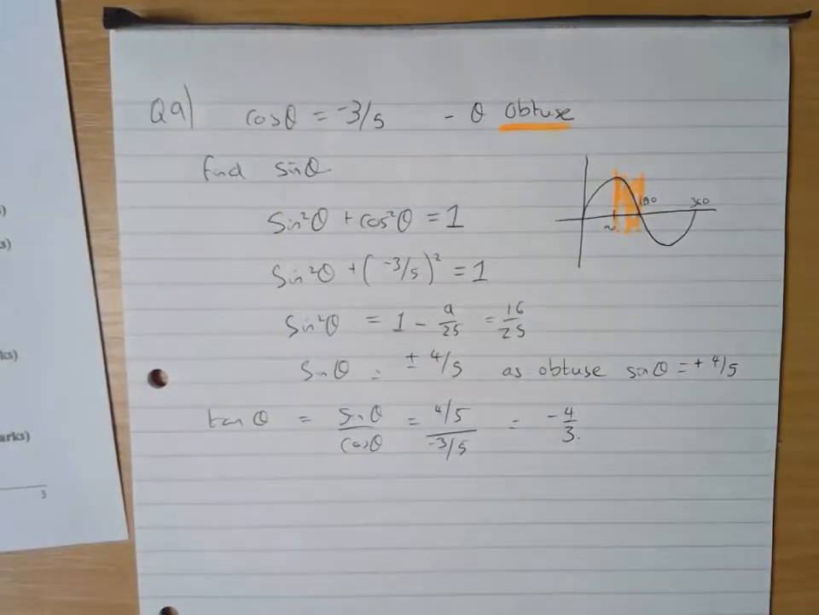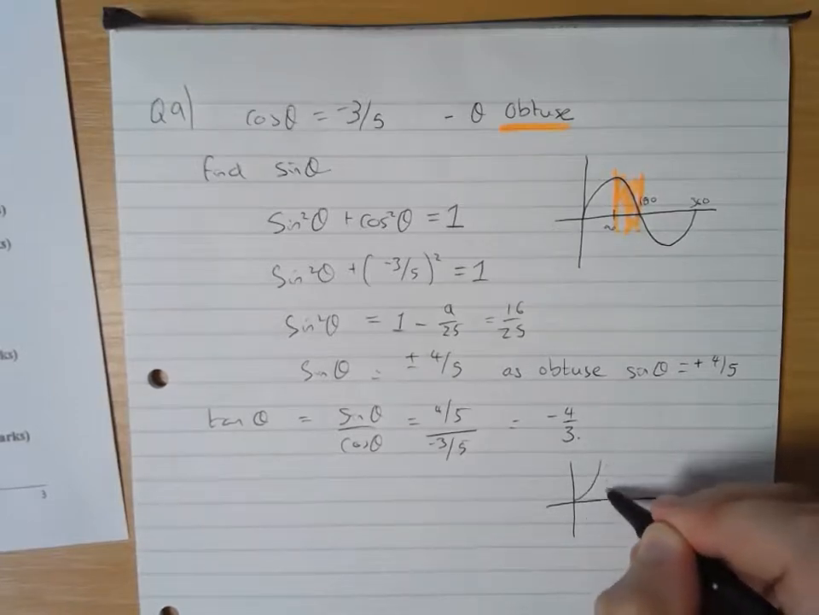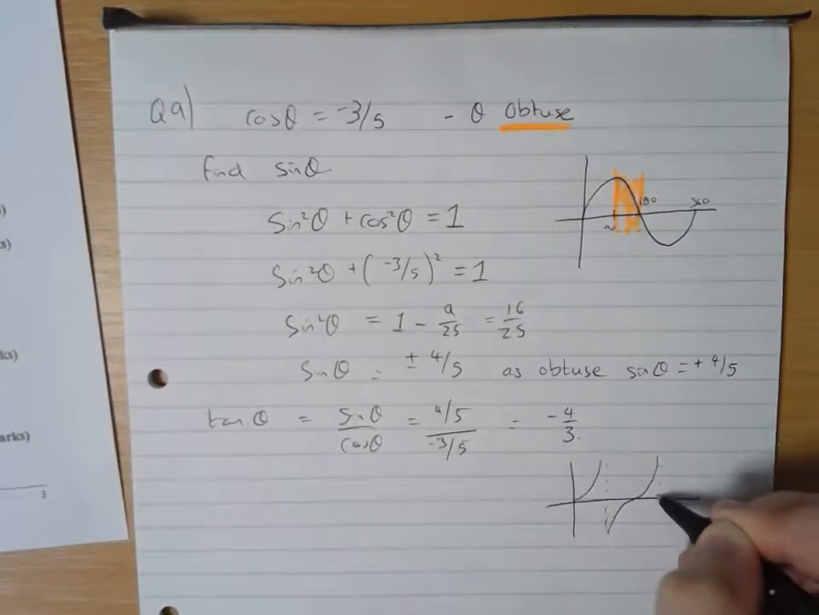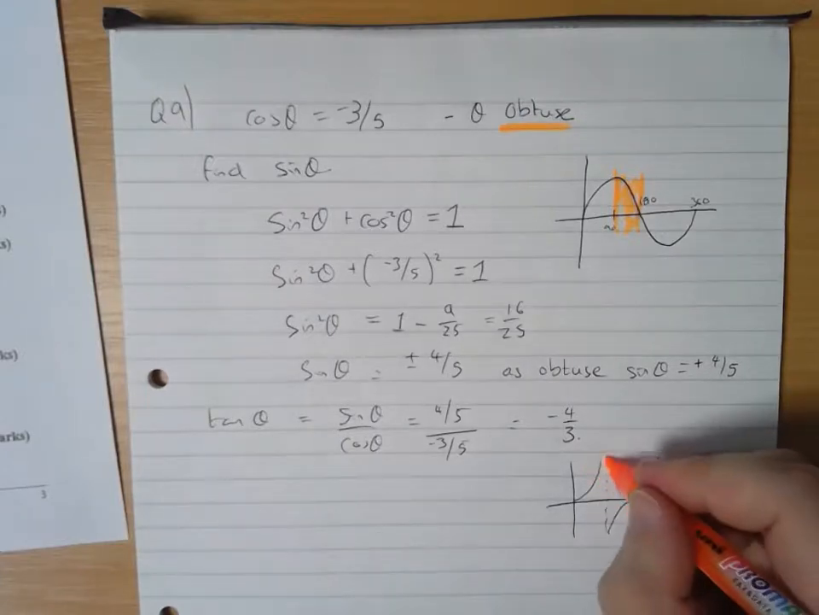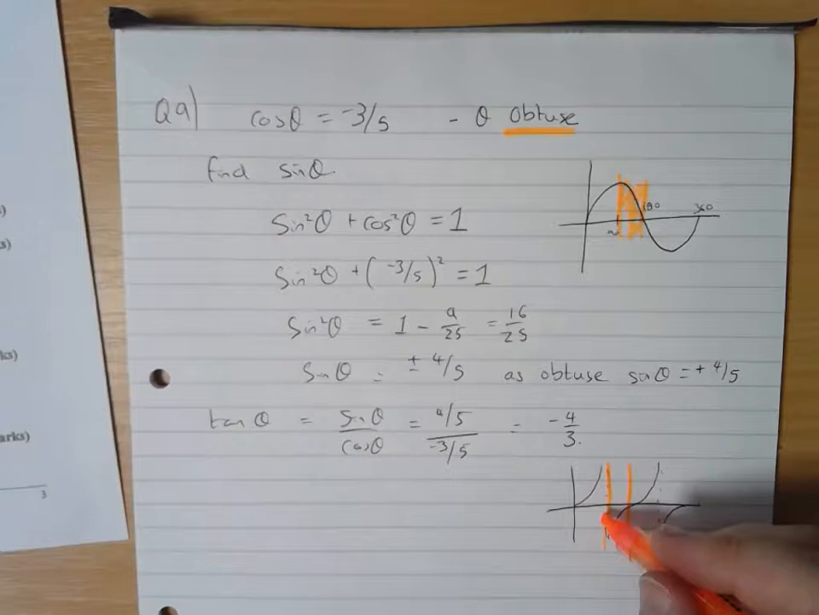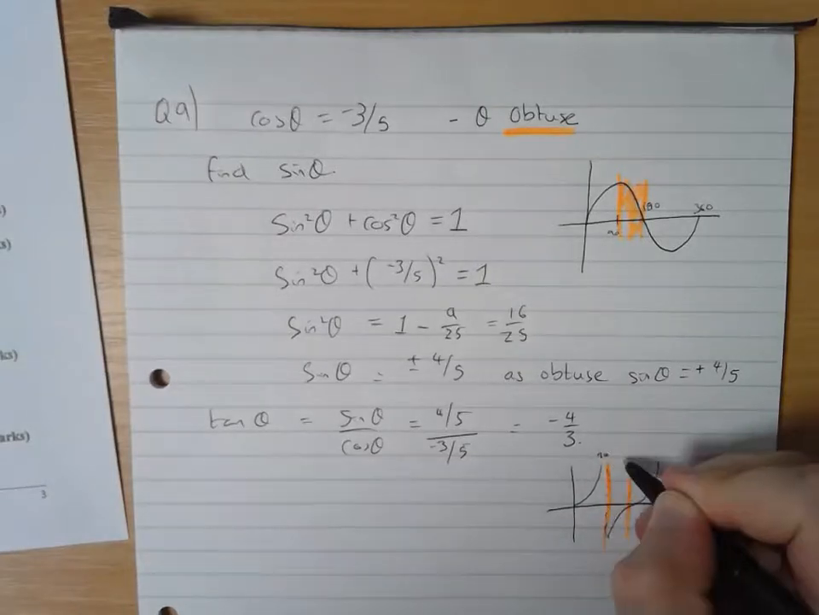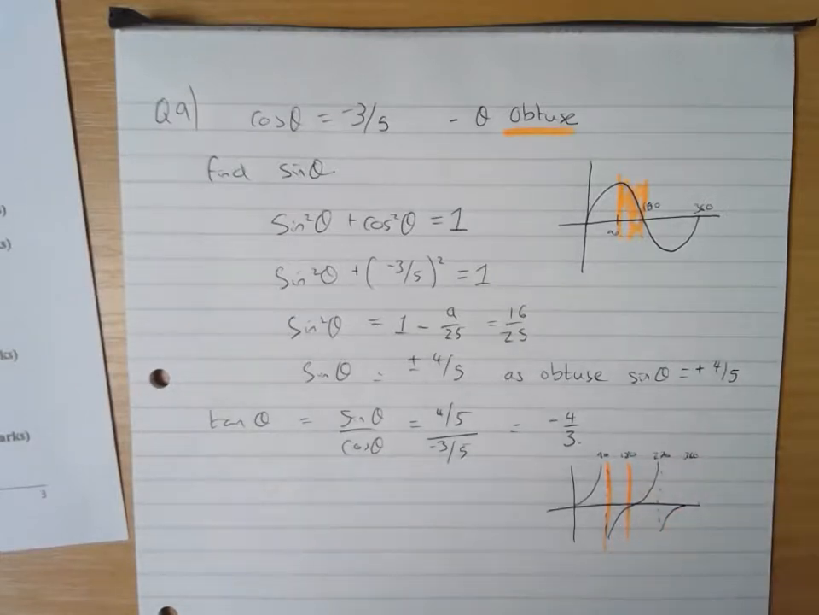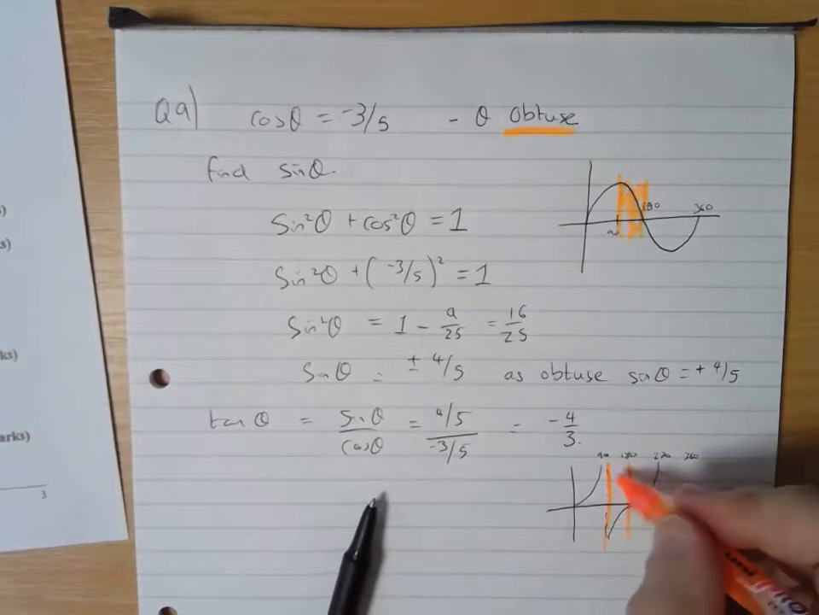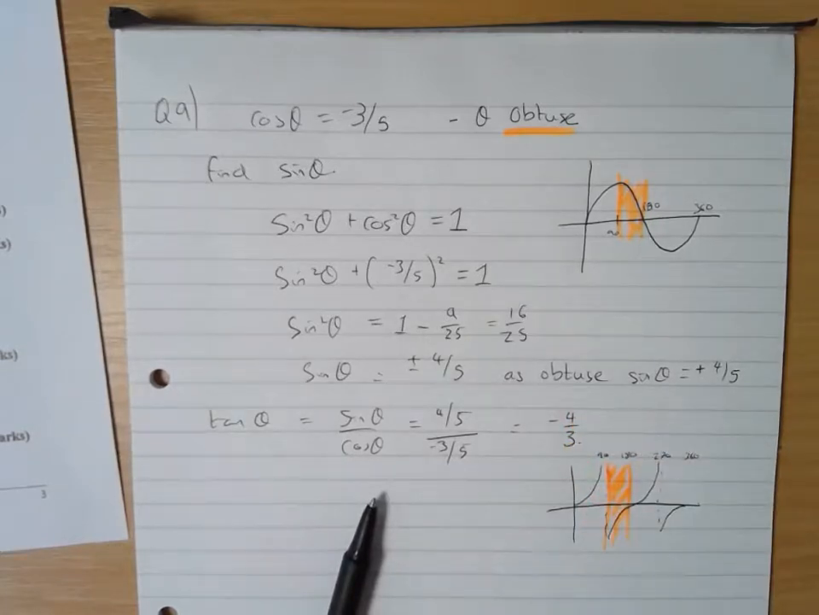If you want to check that you've got this entire question correct, you can have a very, very quick look at a tan graph. The obtuse angles for tan are in here. Here's 90, here's 180. Let's label those on. And the value that we've got here is negative down here, which is what we have. So we've got all the minus signs correct in this question.